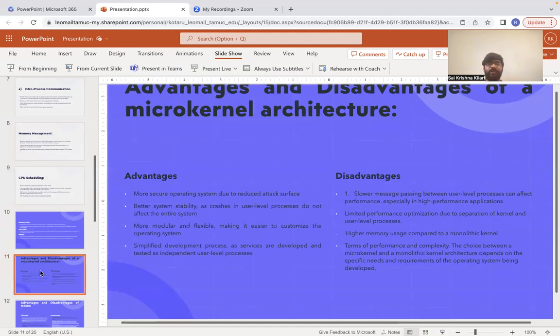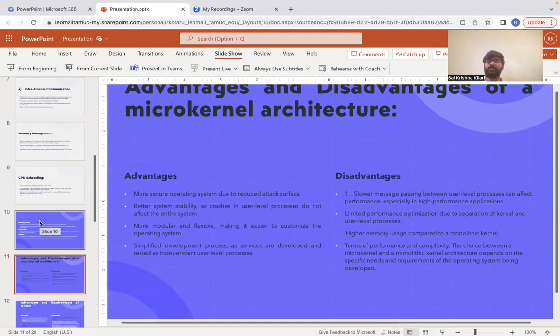More secure operating system due to reduced attack surfaces. System stability, as crashes in user level processes do not affect the entire system. More modular and flexible, making it easier to customize the operating system. Simplified development process, as services are developed and tested as independent user level processes.